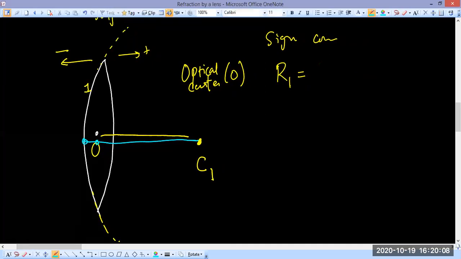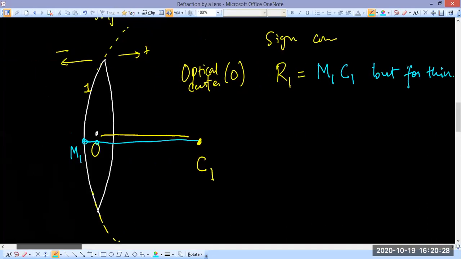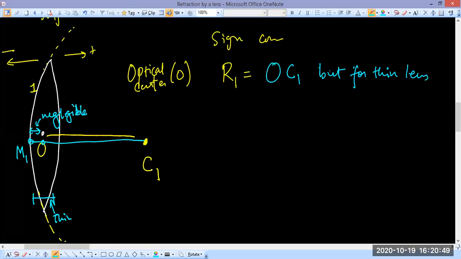Actually R1 should be equal to, let's say this is M1, so it should actually be equal to M1C1. But for a thin lens, I'm sure you understand that this distance is negligible. This is only valid when the lens is very small, so this is a thin lens and this is negligible. So OM1 doesn't matter, and instead of OM1 I can write OC1. Is that okay? This is the other reason, Avinash, why I said we have to only do this for a thin lens. Clear? This is clear, everyone? Why it is only true for a thin lens, that's also clear.